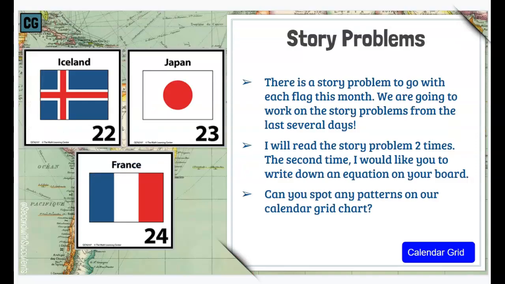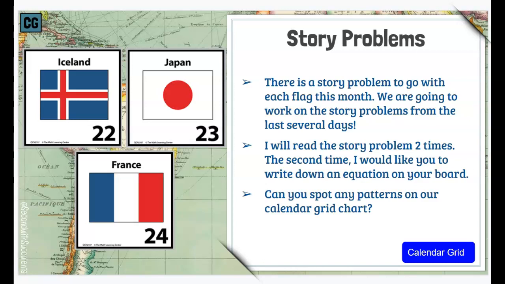Now remember, for the month of February, there is a story problem to go with each flag that we see on our calendar grid. We are going to work on the story problems from the last few days. I will read the story problem 2 times. Remember, the second time I read the problem, that's your turn to write an equation to represent the problem on your whiteboard. After that, we're going to solve the problem using our open number line.